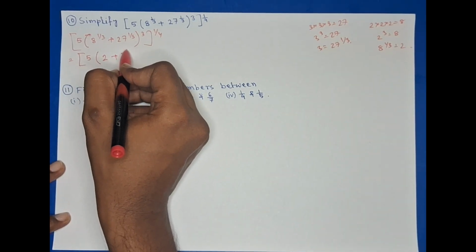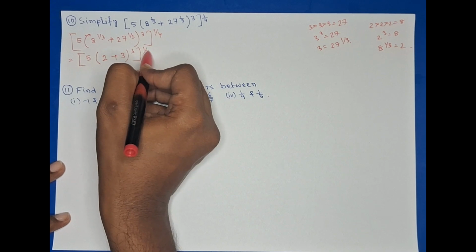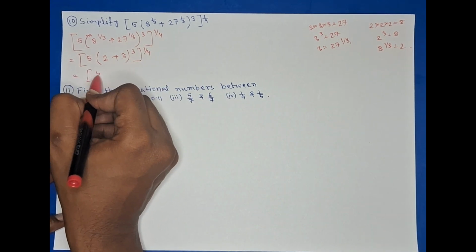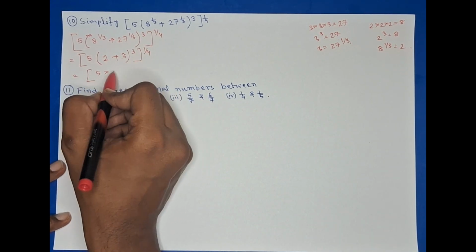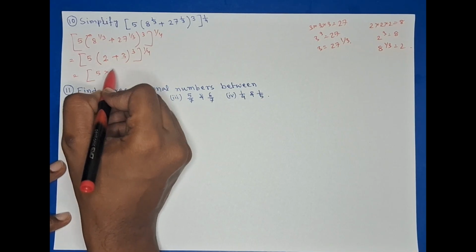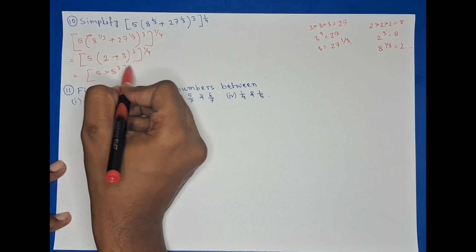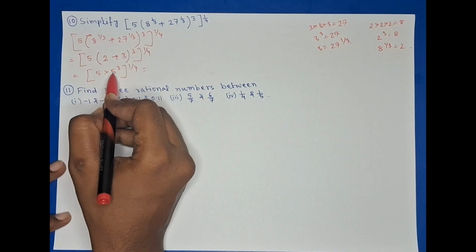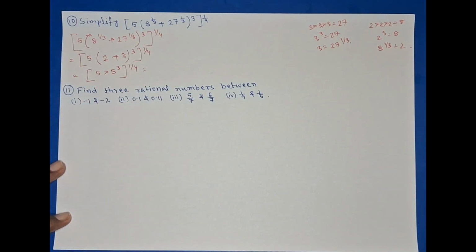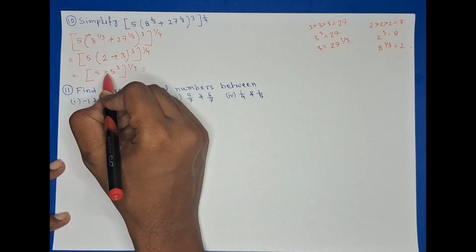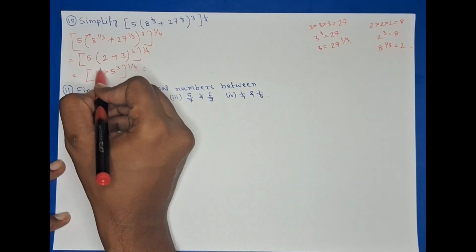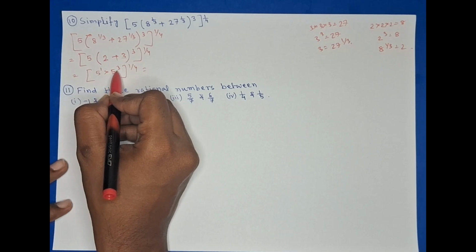This is 3, whole cube, whole to the power 1 by 4. 5 into, this is 2 plus 3, 5. 5 cube whole to the power 1 by 4. And what is 5 cube? 5 5s are 25, 25 into 5 is 125. We will not write it. We will write it as this 5. 5 means 5 to the power 1. 5 to the power 1 into 5 to the power 3.